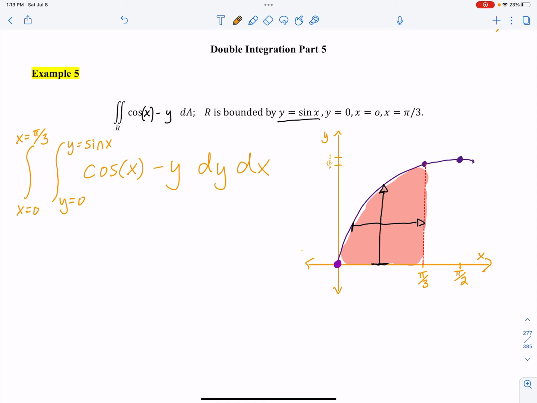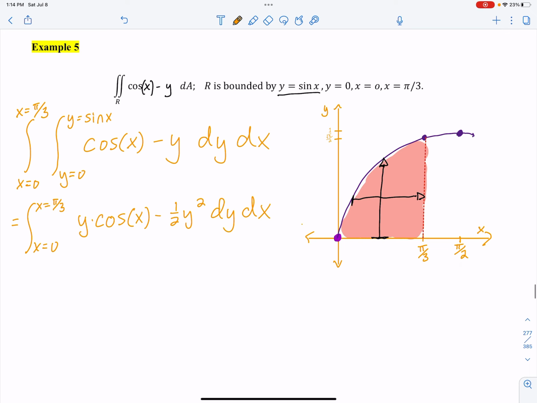Meaning the last thing that's going to come out of my integral will be a constant, which is what we need. Alright, so we're going to take the integral first with respect to y. And this is going to feel a little strange, but it makes sense with partials. Okay, so I take my integral of cosine of x with respect to y, and I'm just going to introduce a y to it. y times cosine of x minus 1/2 y squared, and then I have dy dx.